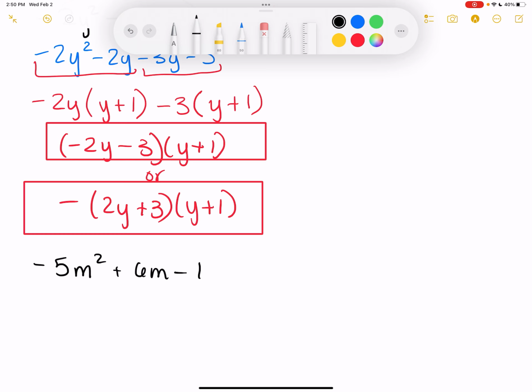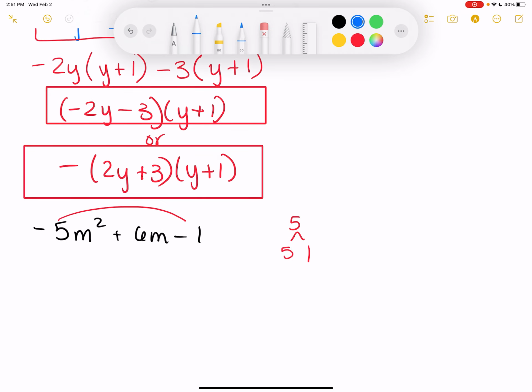Positive 5. 2 and 3. James, can you get where I said? Are 2 and 3 going to add up to give me 6? Oh, wait, never mind. I thought 5 and 1. Oh, that's 5. Wow. Forgot about that one. So then, negative 5m squared plus 5m plus m minus 1.